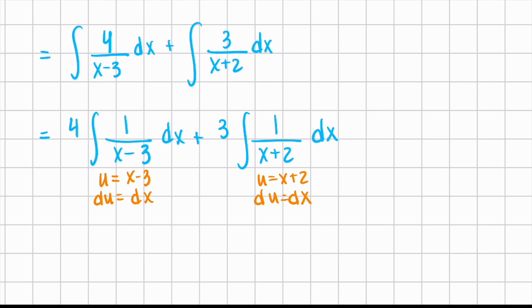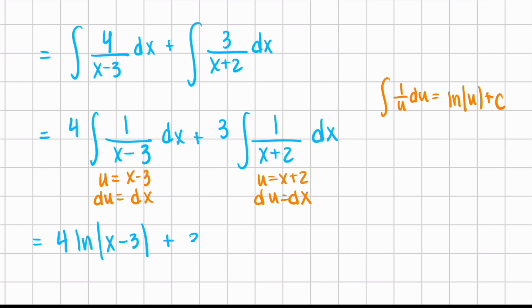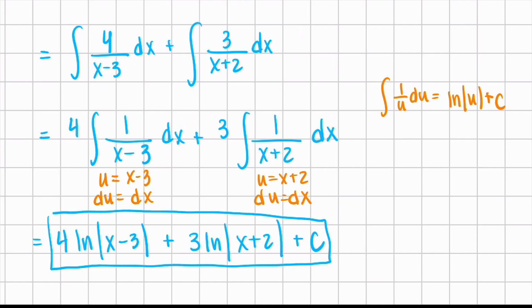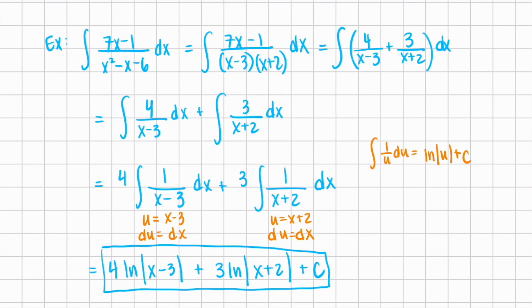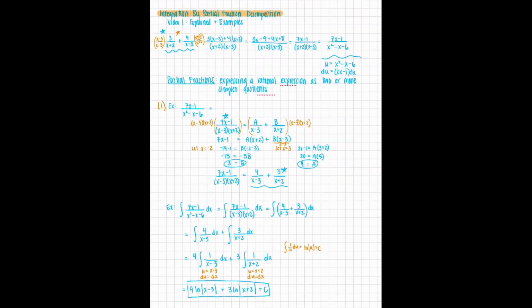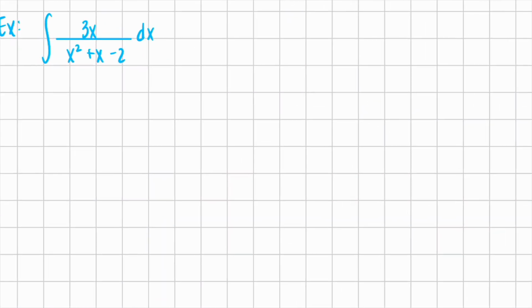Also, keep in mind that the integral of 1 over u du equals natural log of u plus c. So we're going to be using that property. So for the first one, I'm going to have 4 times the natural log of absolute value x minus 3 plus 3 natural log of the absolute value of x plus 2 plus c. We're just going to put 1 plus c at the end. And that is your answer for this first problem. I've got a few more examples for us to do.